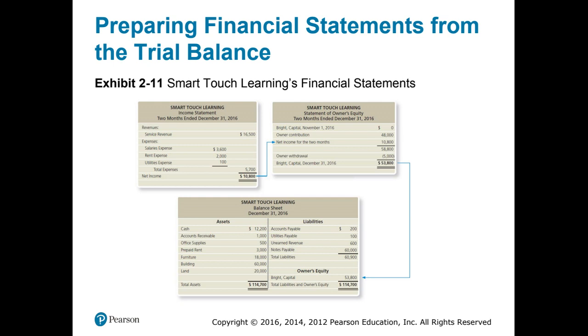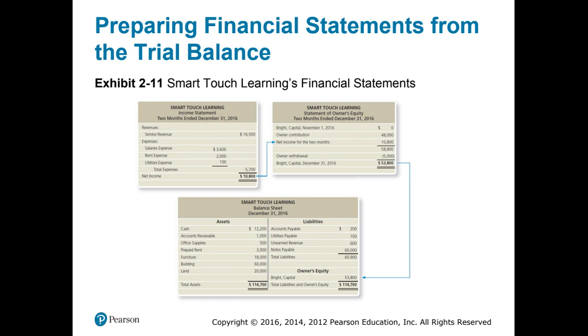When we get to the balance sheet, we have our assets. Notice this is laid out very similar to the accounting equation. We have all of our assets listed on the left-hand side of the balance sheet, and then we have all of our liabilities and equity accounts listed on the right-hand side of the balance sheet.